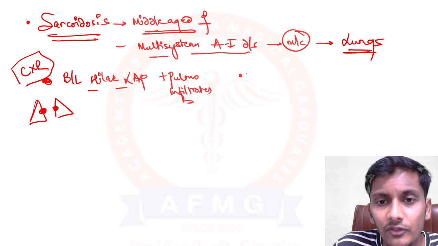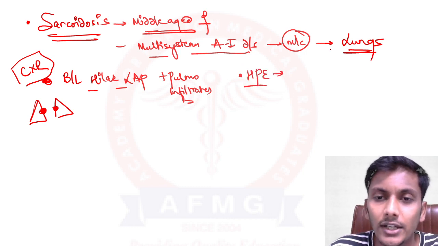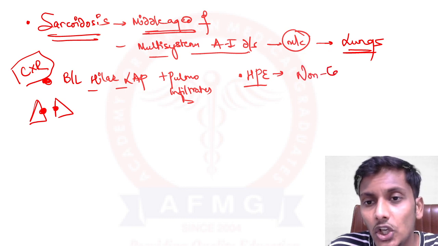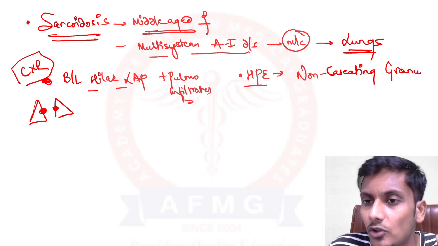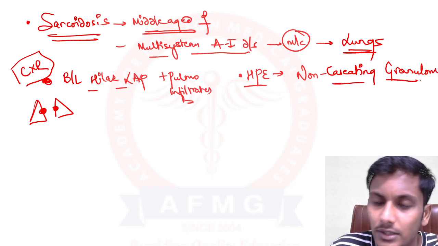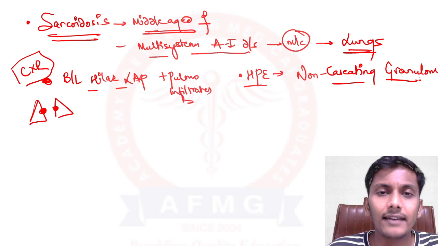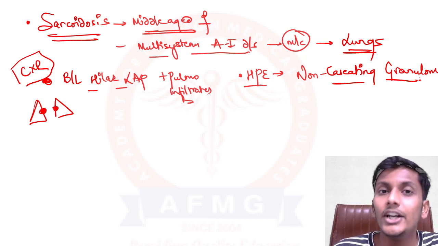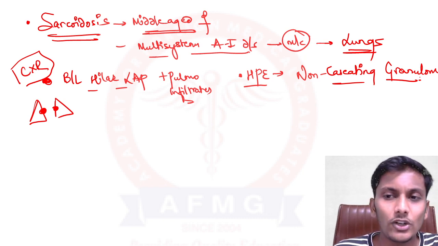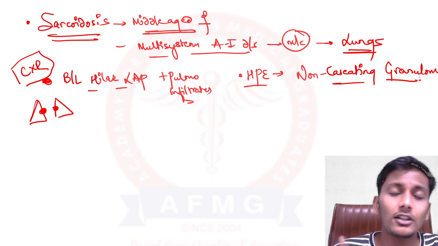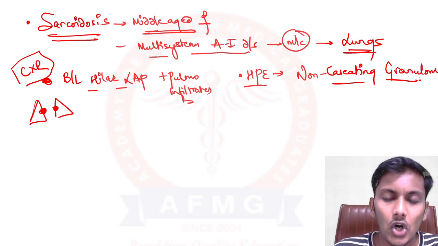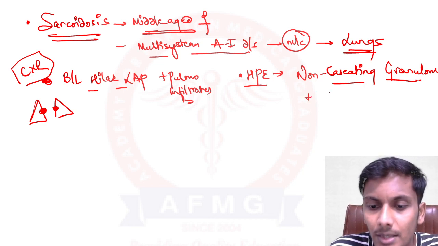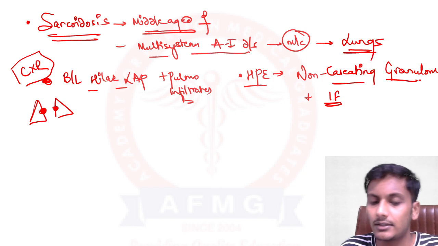Next, if we perform a biopsy and a histopathological examination, what are the features seen? We can see non-caseating granuloma on histopathology of sarcoidosis, and this is very important. Caseating granuloma with cheesy necrosis is seen in tuberculosis, whereas non-caseating granuloma is seen in sarcoidosis and also in hypersensitivity pneumonitis. Important features to be remembered. Non-caseating granuloma along with some interstitial fibrosis is also seen in sarcoidosis.